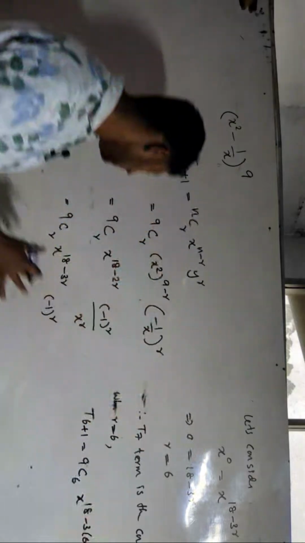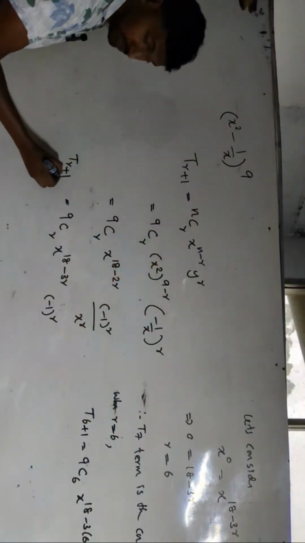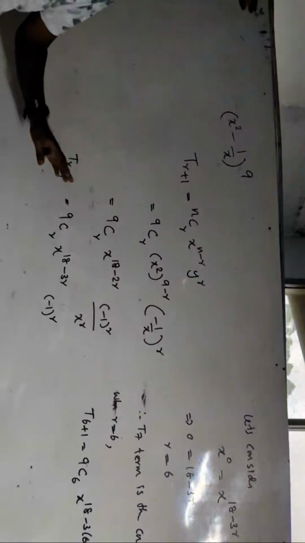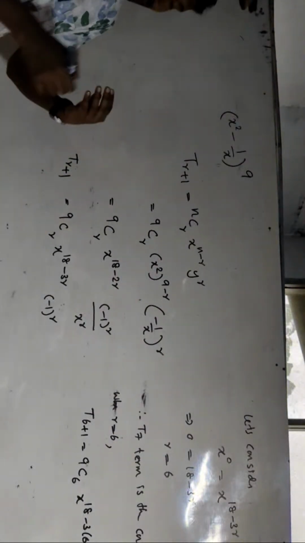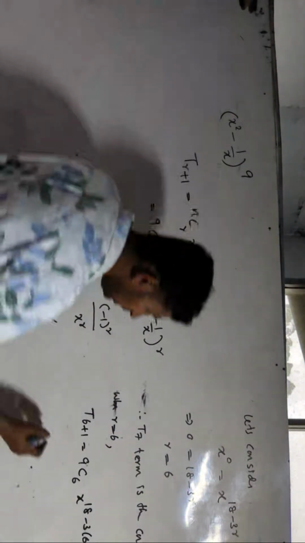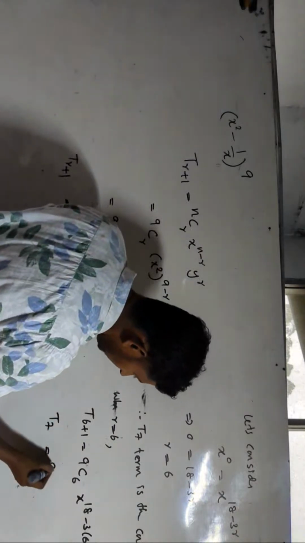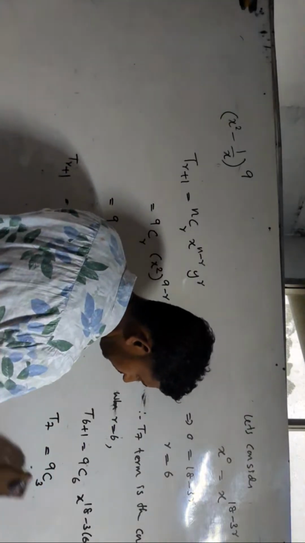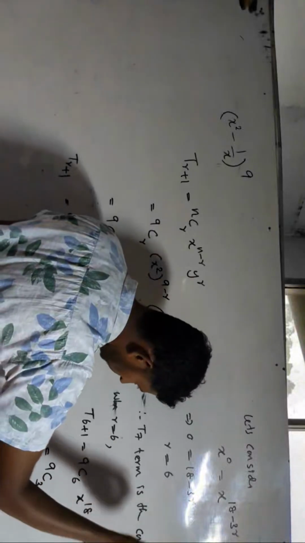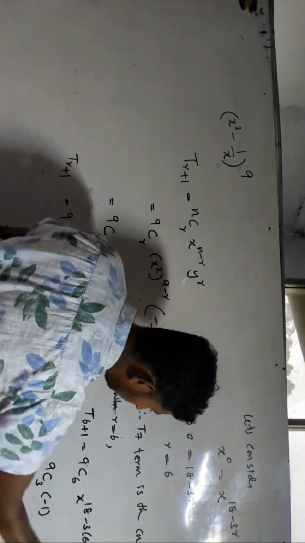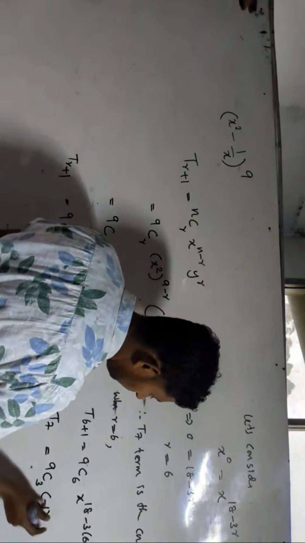So always be careful, we are going to apply the value for T r+1, not T r. Apply T7, we apply r equals 6. Okay, so here it will be T7, 9C6, which is 9C3. You can see x to the power 0, we can just forget about that one. Minus 1 to the power of 6 means that will be positive 1.